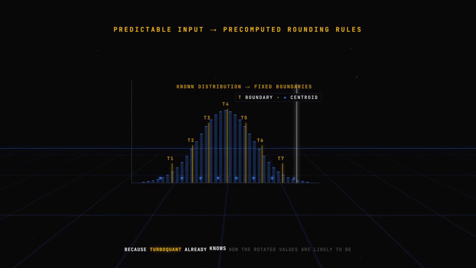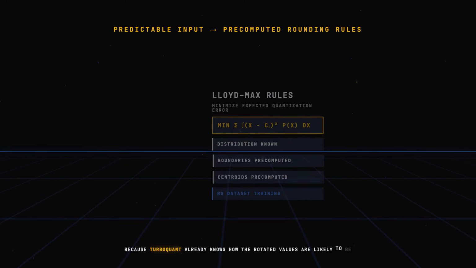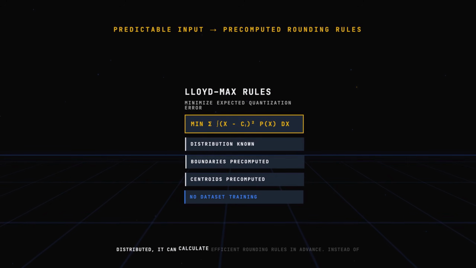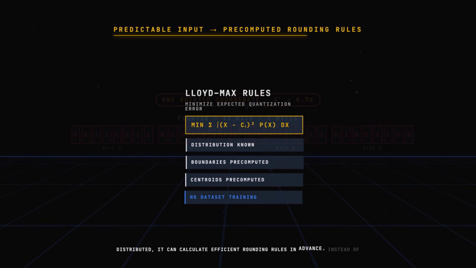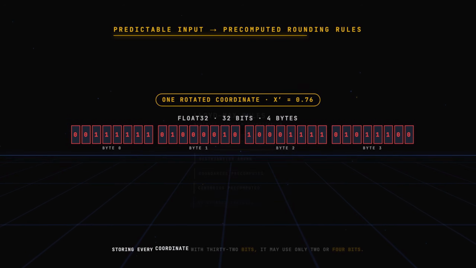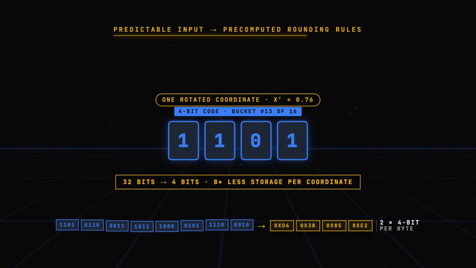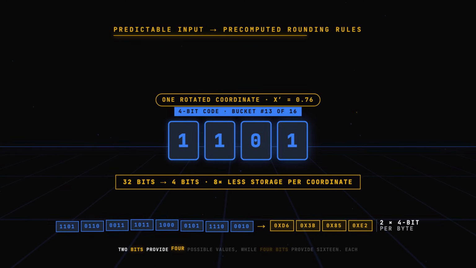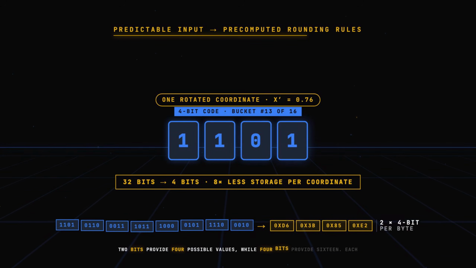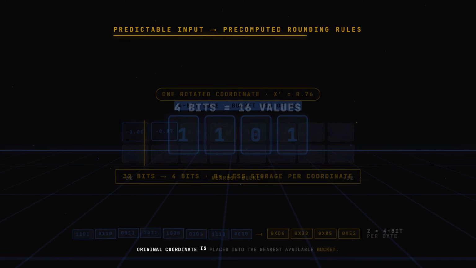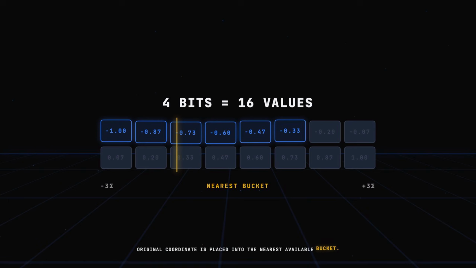Because TurboQuant already knows how the rotated values are likely to be distributed, it can calculate efficient rounding rules in advance. Instead of storing every coordinate with 32 bits, it may use only 2 or 4 bits. 2 bits provide 4 possible values, while 4 bits provide 16. Each original coordinate is placed into the nearest available bucket.